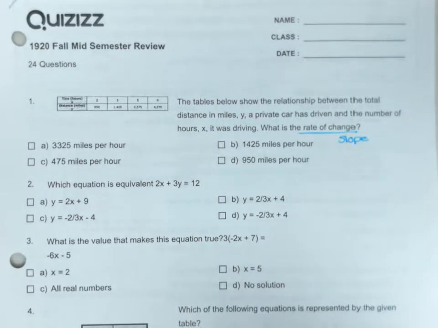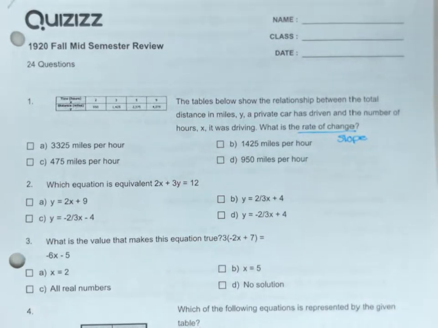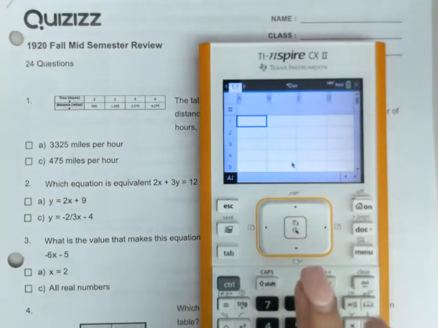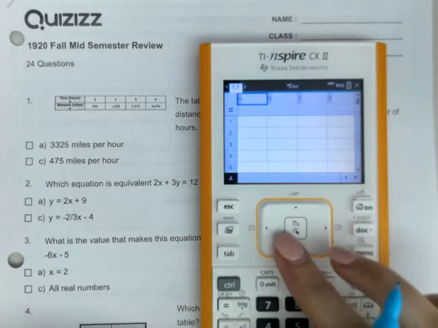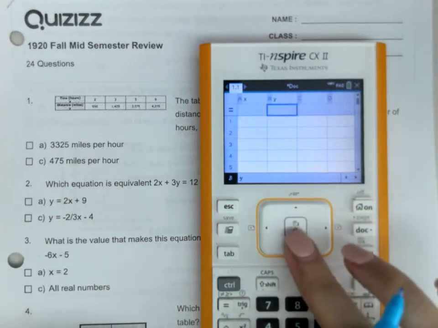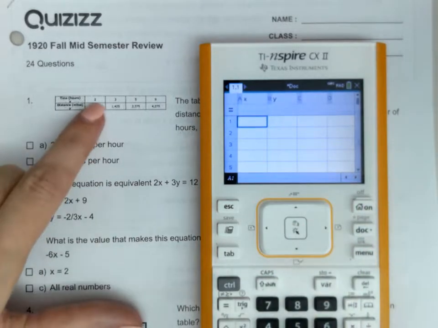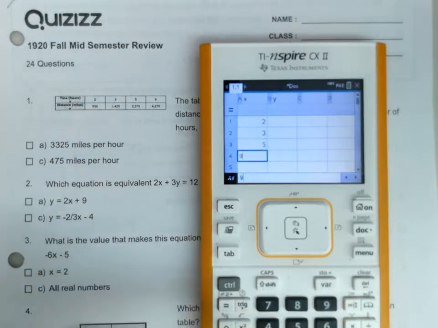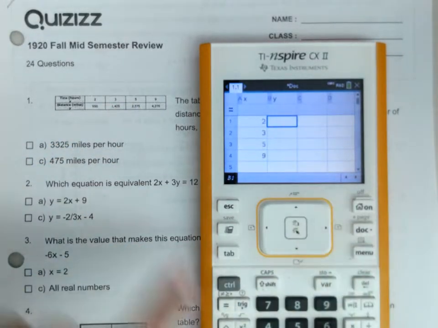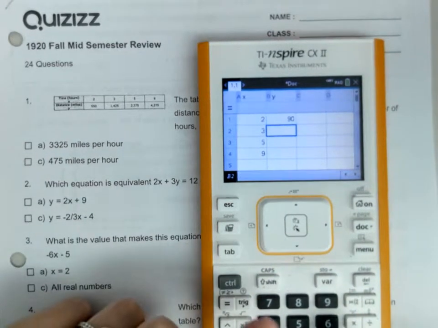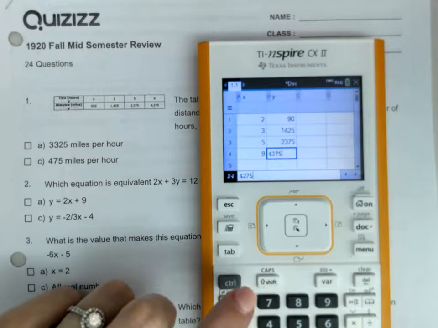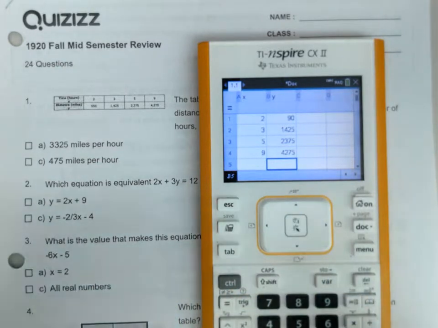Anytime they're asking us to find slope, we need to be using stat. So on my calculator, I'm going to go to the table. You label the x and the y, and you type in our points. So we have 2, 3, 5, and 9 as our x values. As our y values, I have 950, 1425, 2375, and 4275. Make sure your cursor is after your points.